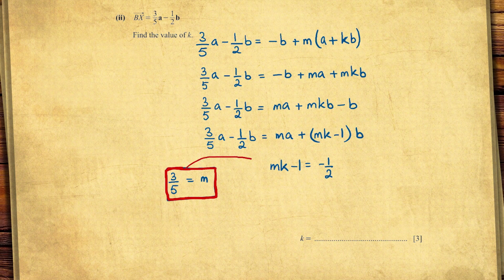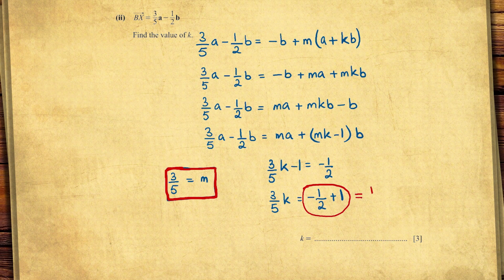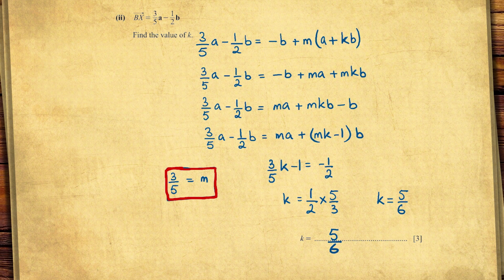Now we can place this value of M over here. In place of M, we can write 3 by 5. And we can move this minus 1 to the other side of the equation and we will get plus 1. So 3 by 5k is equal to minus 1 by 2 plus 1. Minus 1 by 2 plus 1 will be equal to 1 by 2. So 3 by 5k is equal to 1 by 2. We move 3 into the denominator on the other side and 5 into the numerator on the other side. And we get 1 by 2 multiplied by 5 by 3. So k is equal to 1 by 2 multiplied by 5 by 3. And that means k equals 5 by 6. So the value of k is 5 by 6.